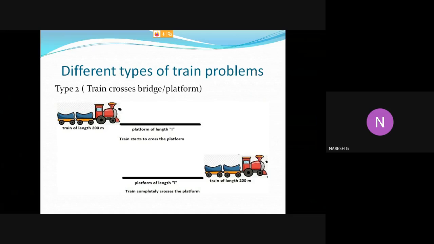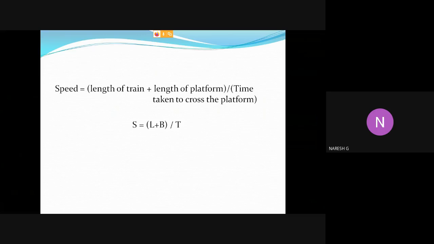So if a train crosses a bridge or platform, in that case we have to use this formula: train speed is equal to length of the train plus length of the platform divided by time taken to cross the platform. That is S equal to L plus B divided by T. So in place of distance, we have to add the train length and platform length. If the bridge length is given in the problem, train length plus bridge length should be written in place of distance. So S equal to L plus B divided by T.